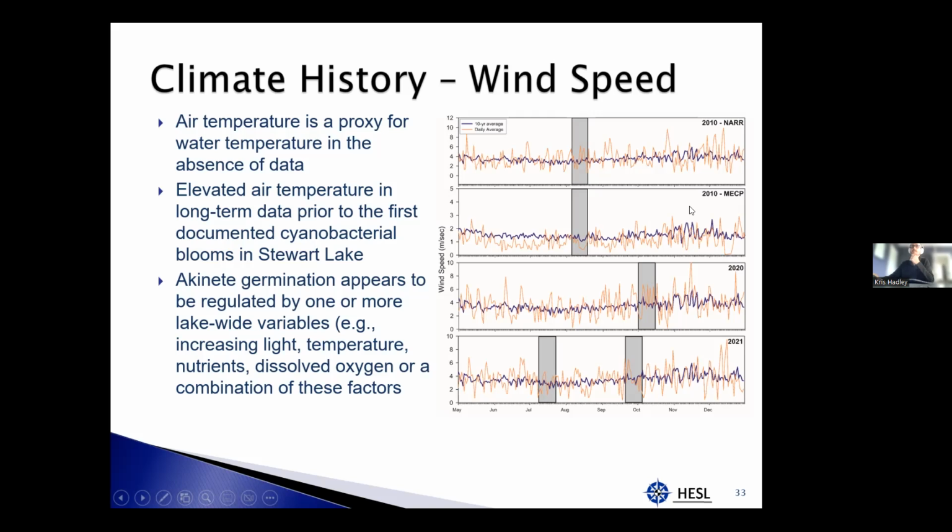What we see in the MECP data prior to the 2010 bloom. So again, same orientation. The right side of the gray boxes is when the bloom occurred, and the boxes extending to the left are just trying to highlight a period prior to the bloom occurring. And that period of calm is generally going to result in a decrease in mixing, as I mentioned, and is going to favor cyanobacteria.